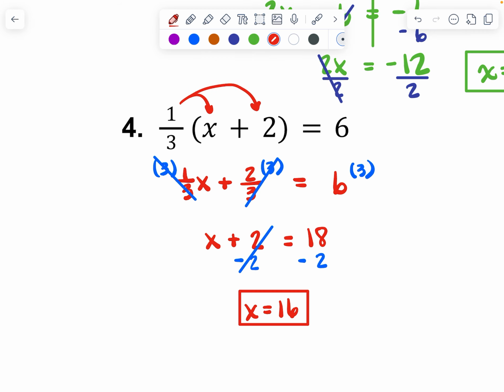All right. Now, you could have multiplied by 3 right from the get-go on both sides because this is all technically one term. So these 3's would have canceled out, and you would have seen that you get your x plus 2.